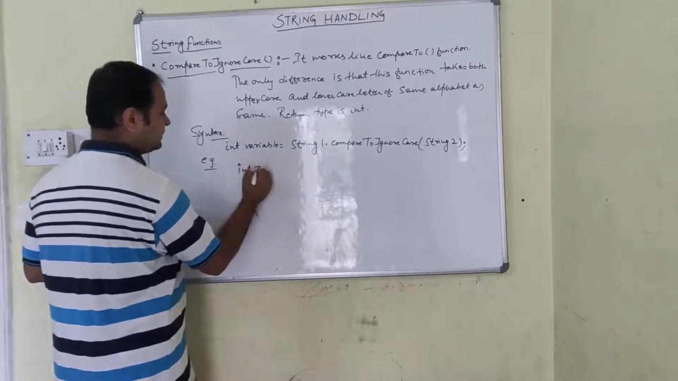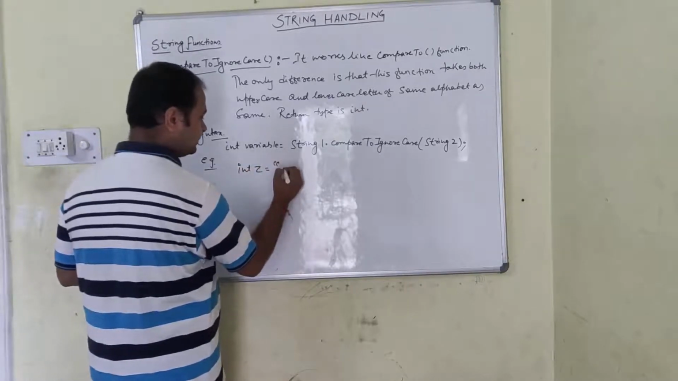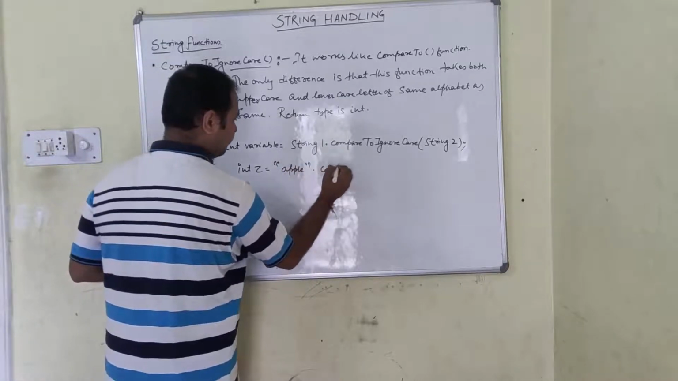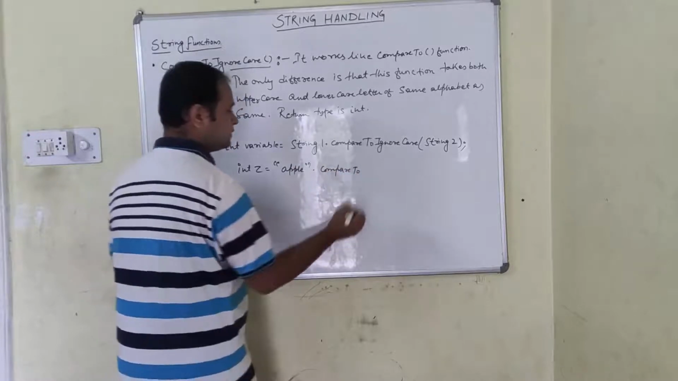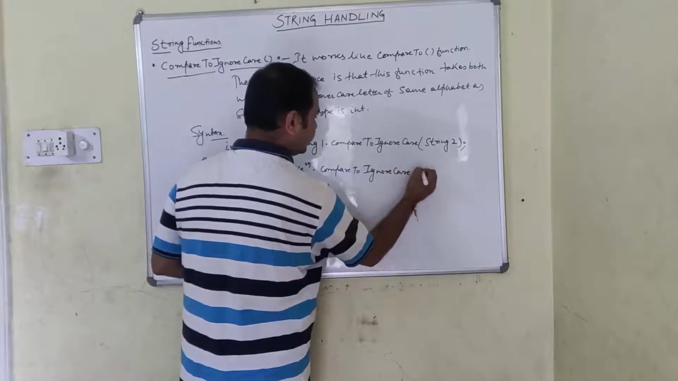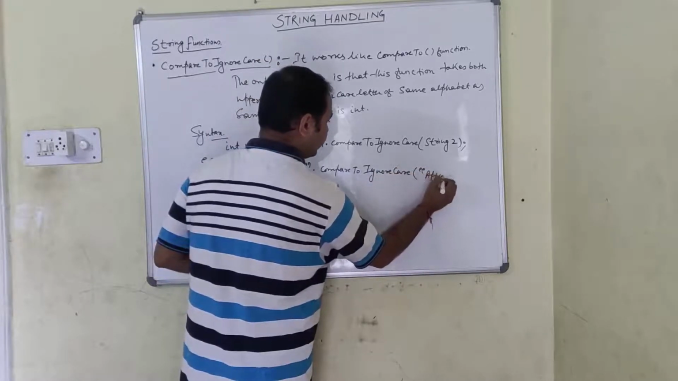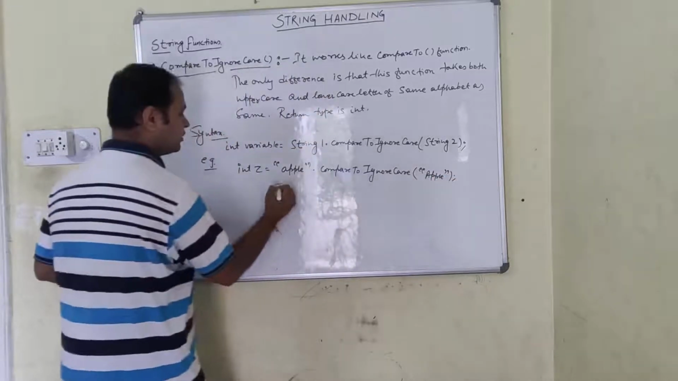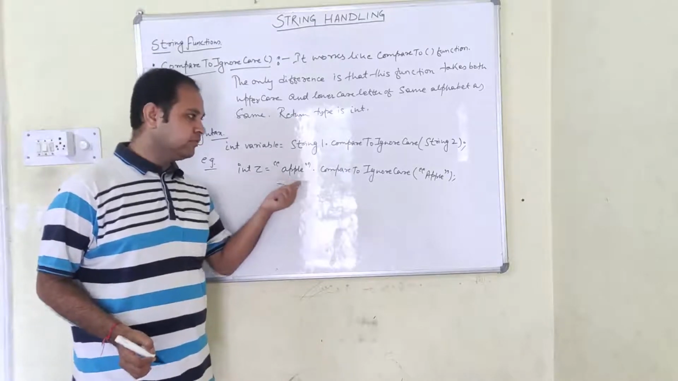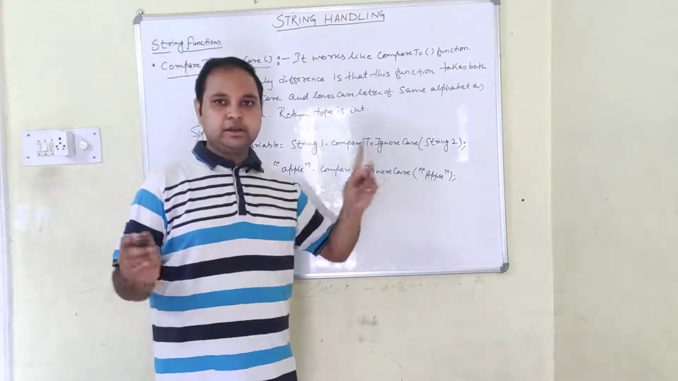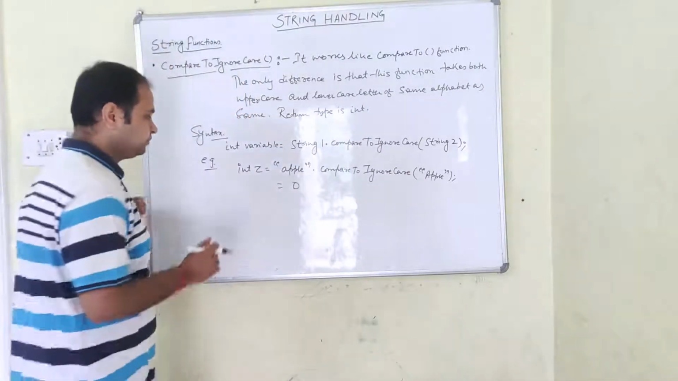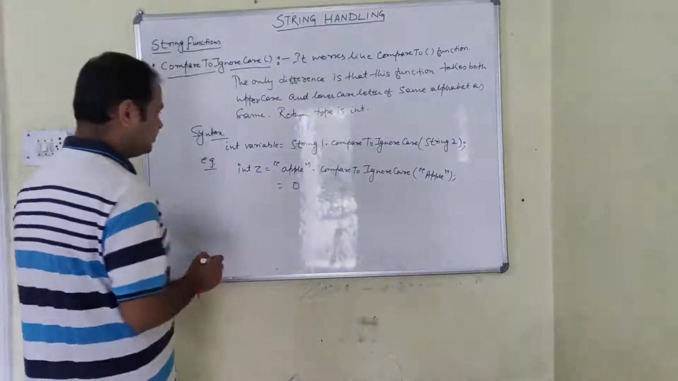Okay, for example, int z equals, suppose I take it as apple, dot compareToIgnoreCase, here I take it as Apple. Okay, so here you will get the output as 0. So why? Because the first letter of the first string is small a, whereas the first letter of the second string is capital A. It takes both the small a and the capital A as the same letter. Okay, so we get the output as 0.